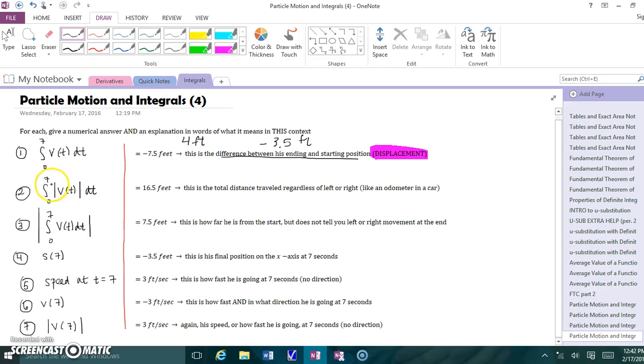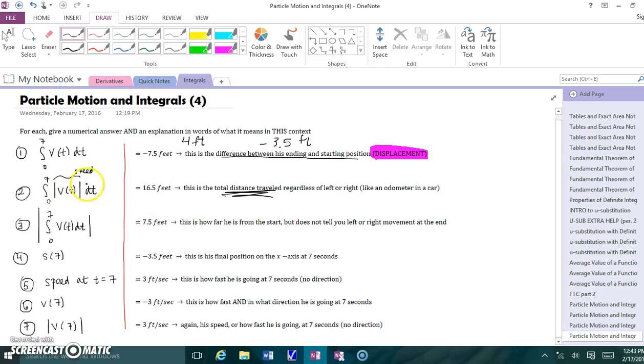Now, if you do the integral of the absolute value of v of t, that now means total distance traveled, because the integral of velocity, remember, is speed. So if you do the integral of speed, this is the total distance traveled. It's a very big difference. It's kind of like when you're driving in a car and you see the odometer. It keeps ticking and ticking, whether you're going forwards or backwards. It doesn't matter if you're going front, back, left, right, whatever. It keeps ticking and ticking.